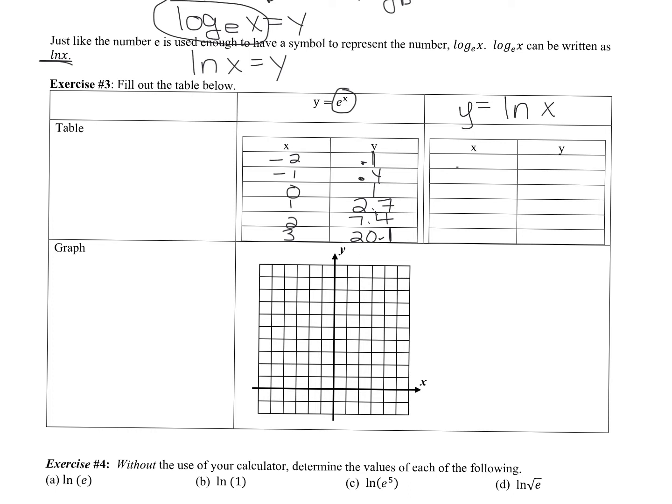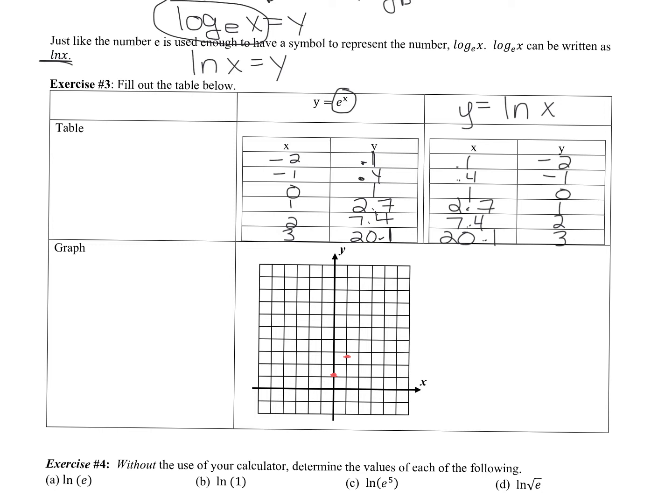So this graph would be 0.1, 0.4, 1, 2.7, 7.4, and 20.1. And over here we're going to have negative 2, negative 1, 0, 1, 2, and 3. Now, these graphs are going to look super similar to the ones we did for 2 to the x and log base 2 of x. We'll see there are some little differences. So I'm just going to start to graph those points. Instead of 1, 2, we have 1, 2.7. Instead of 2, 4, we have 2, 7.4.